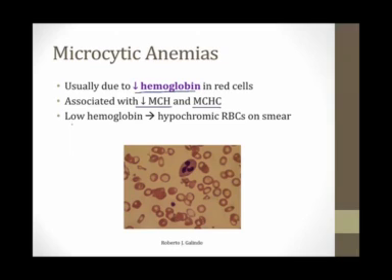And then finally, when there's decreased hemoglobin inside of red cells, the red cells will appear hypochromic on peripheral blood smear. This is an example of hypochromic red blood cells here. You can see that there's a large pale area in the center of the cell, much larger than what you see with normal red blood cells. Those cells are hypochromic and they appear that way because they have decreased hemoglobin.